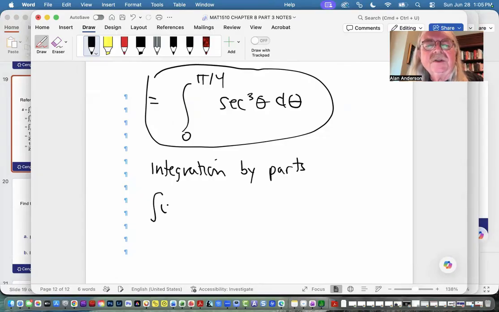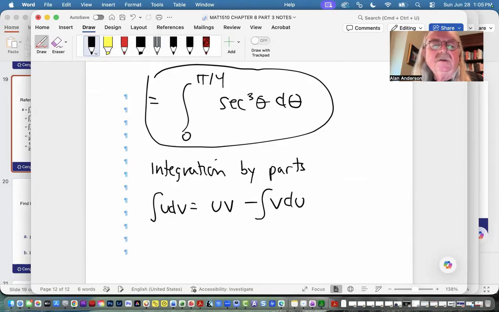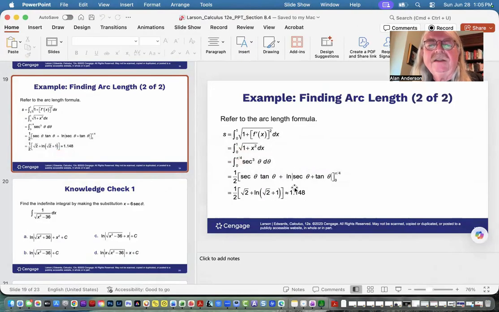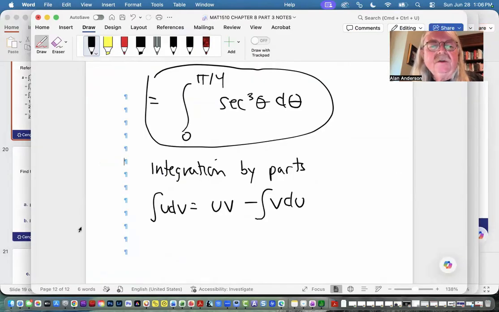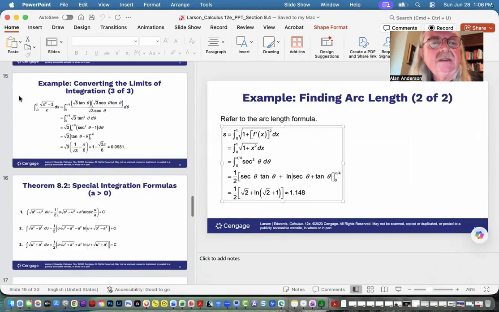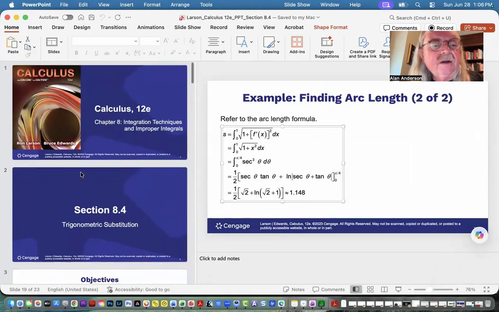This integral is supposed to be solved with integration by parts, which, if you remember, looks like this: the integral of u dv is uv minus the integral of v du. So by going through all of that, it does end up giving us this answer down here. And then when we evaluate it, it becomes 1.148. Okay, so that is that. That's how it was done. So I think we've said enough about trig substitutions for now.